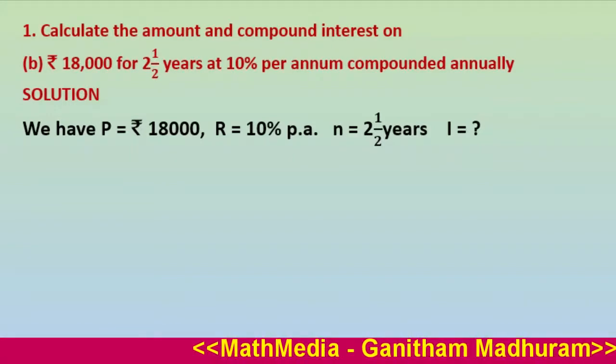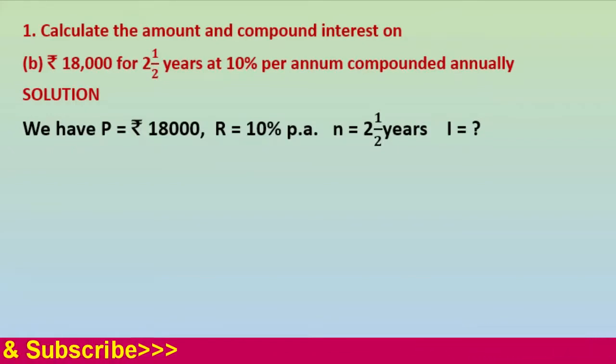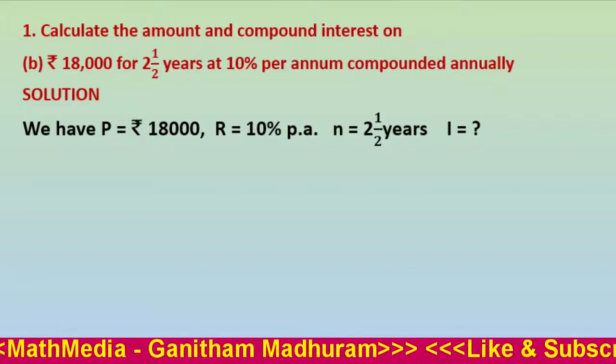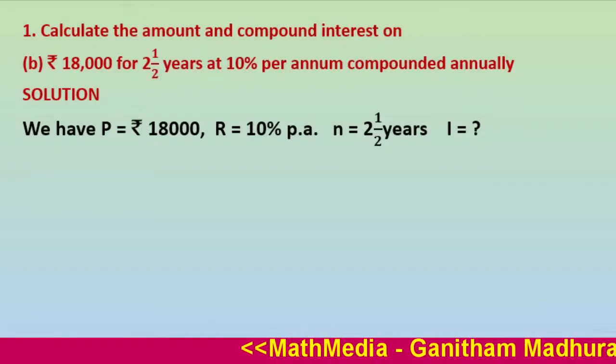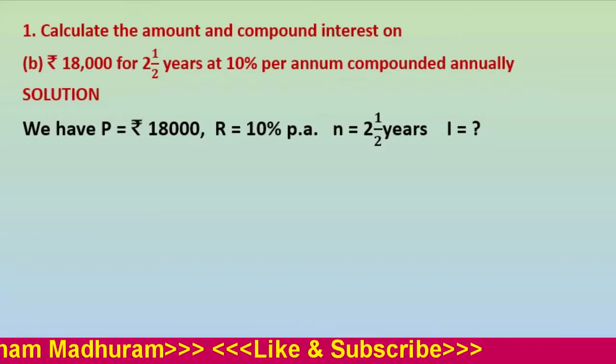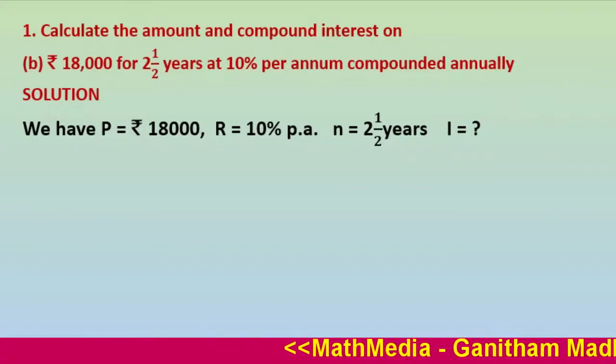Here time N is given as 2.5 years. So children, be careful. Here we are using the formula of compound interest for 2 years. Then half year is remaining, that is 6 months is remaining, that we have to find out using the simple interest formula.